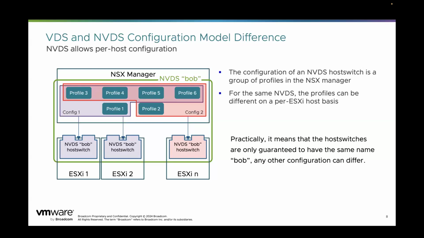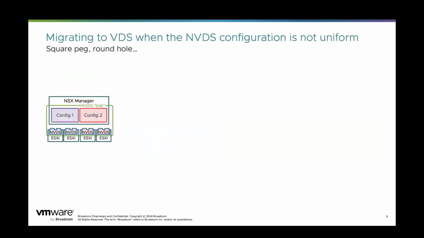And there is such a variety of profiles and combinations possible that you cannot even assume that two ESXi hosts have the same configuration for a given NVDS Bob. In fact, it means that there is no such thing as a global NVDS Bob here. It is a collection of individual configurations on a per host basis. So you see that it really conflicts with the VDS model where there is a single configuration.